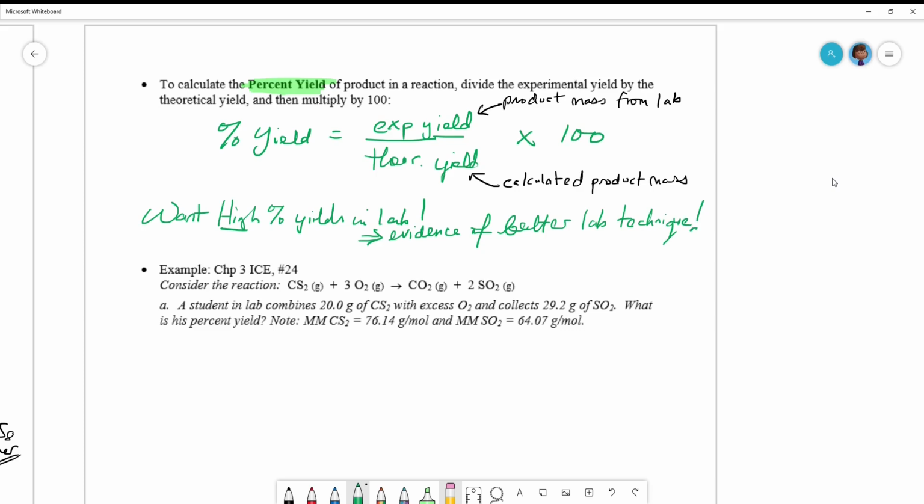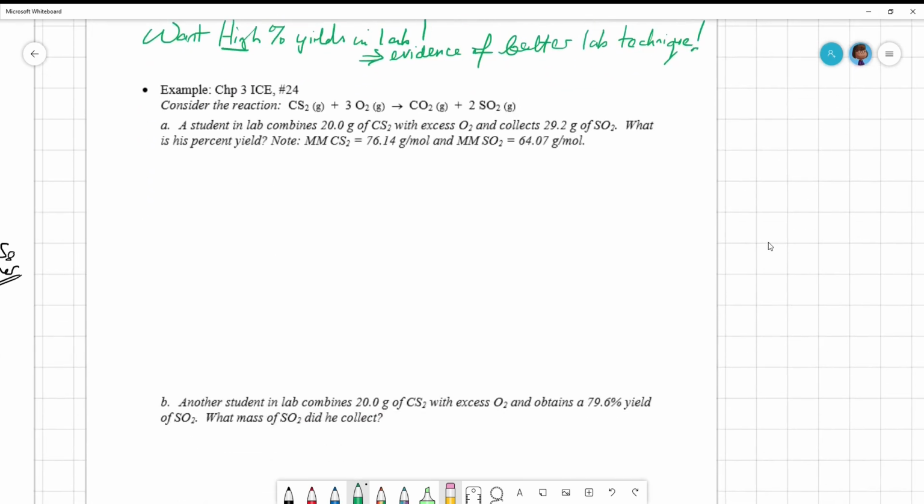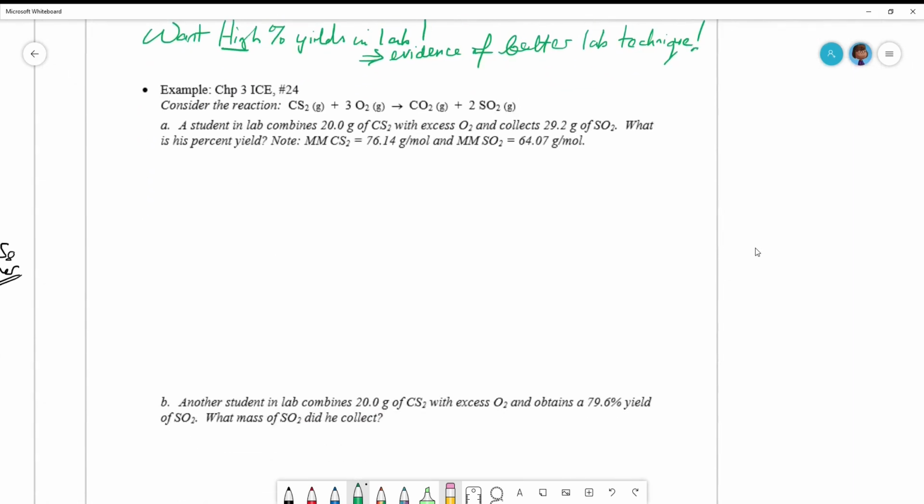Okay, just one more problem to suffer through, and you are completely done. And that is the last chapter 3 ICE problem, number 24. In number 24, the reaction is between carbon disulfide and oxygen, forming carbon dioxide and a gas called sulfur dioxide. In part A, it says a student in lab combines 20 grams of carbon disulfide with an excess of oxygen, so thank heavens we don't have to identify the limiting reactant, and ultimately collects 29.2 grams of sulfur dioxide. The goal is to find this person's percent yield. And happily, molar masses are provided for us.